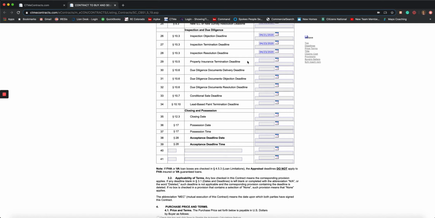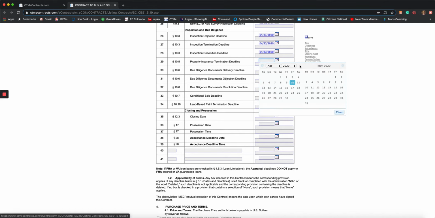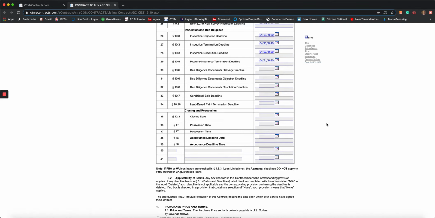Rule of thumb for me is pop this date as the same date as the inspection objection. The reason being is once you go under contract with a buyer, the buyer's kind of pent up. They're going to get their earnest money ready. They're excited. They're scheduling their inspection. And then once the earnest money is submitted, their inspection scheduled, there's a limbo period. They're just waiting to see what that inspection report looks like. Having the property insurance termination deadline around that same objection deadline for inspection allows them to work on something else and kind of take that nervous energy out of the air and continue on with the loan process because the lender will need a property insurance quote.